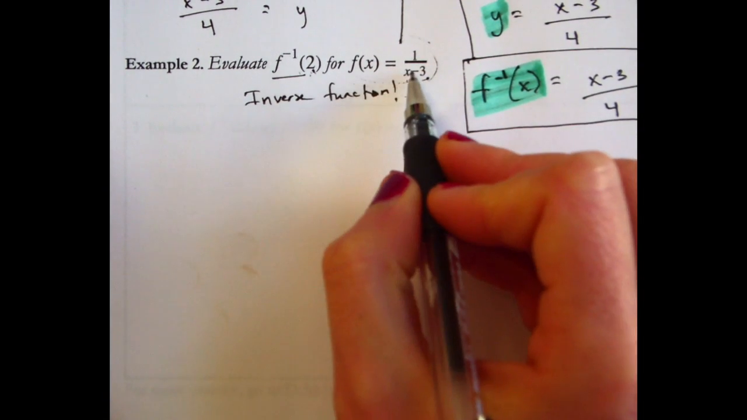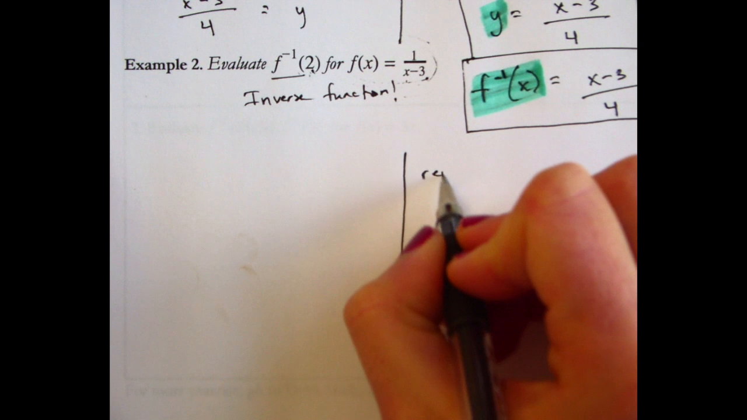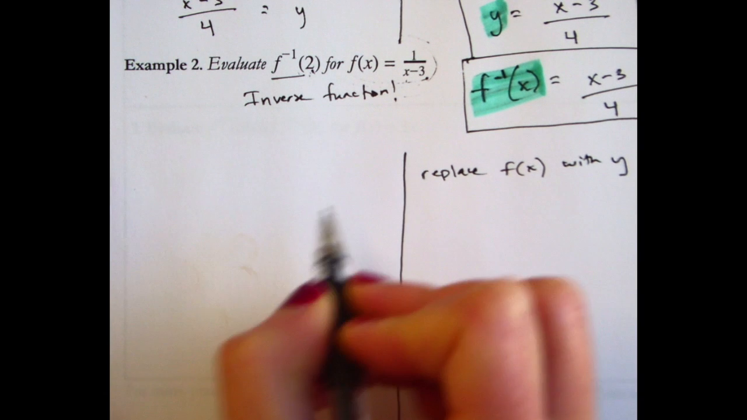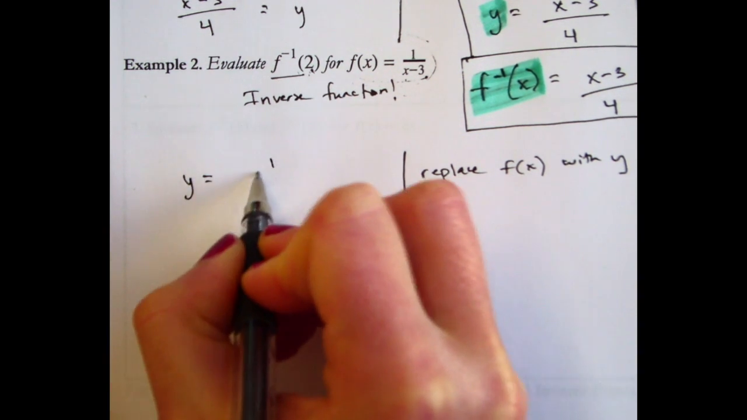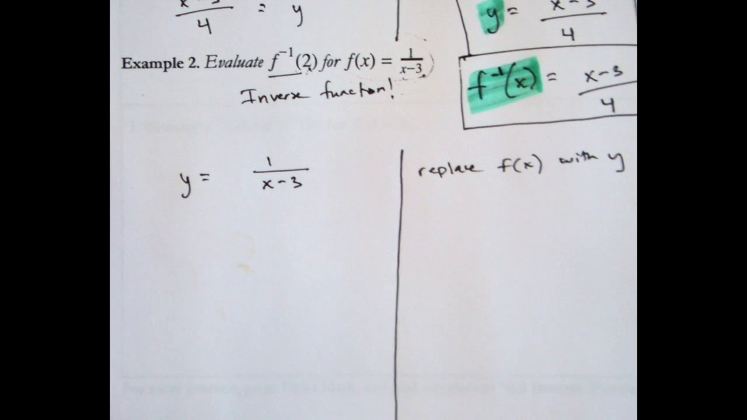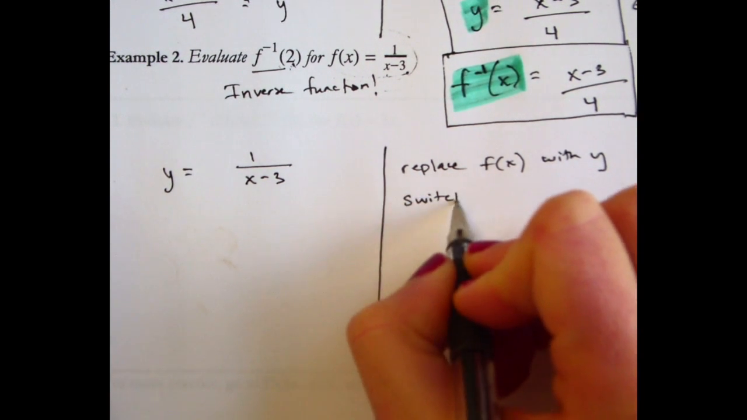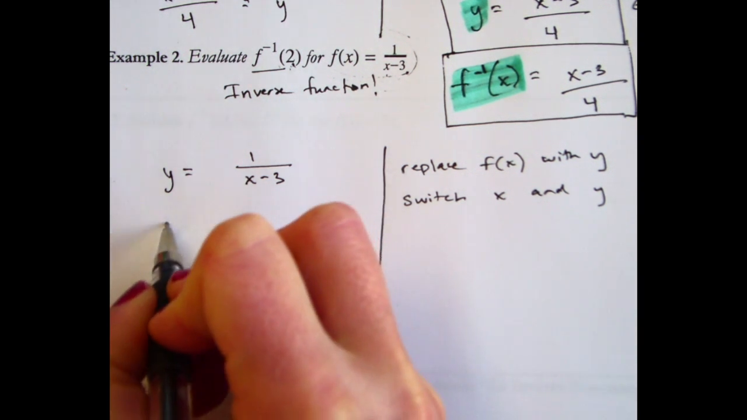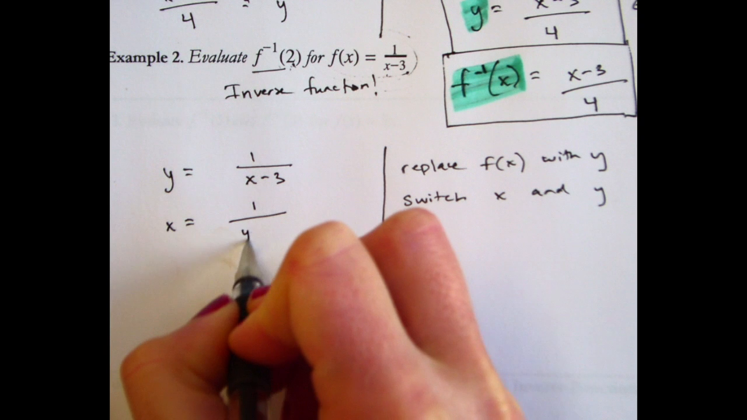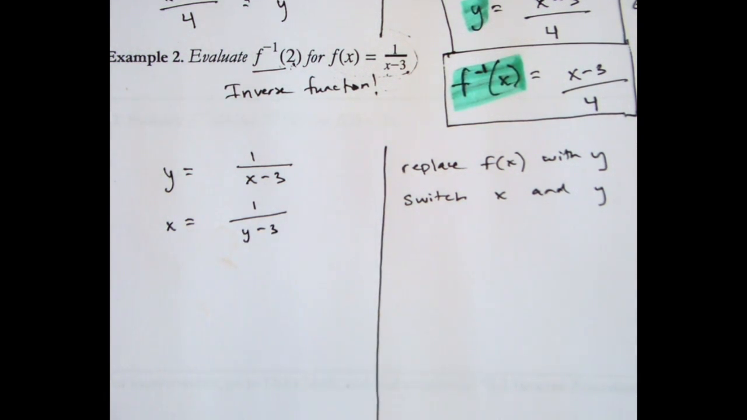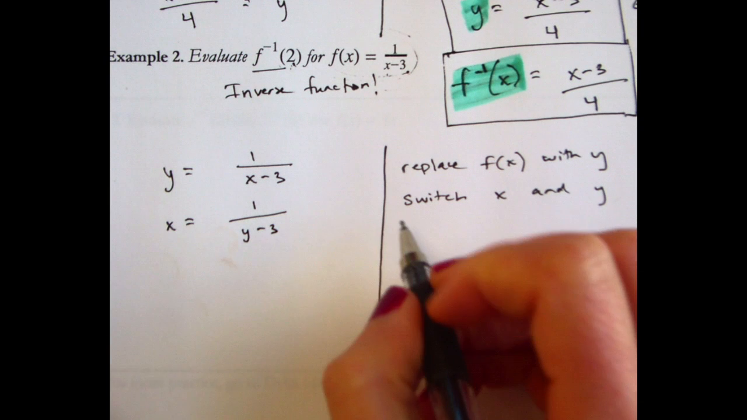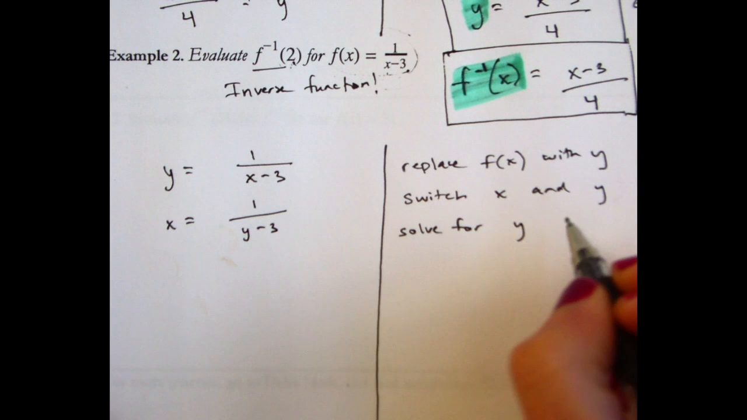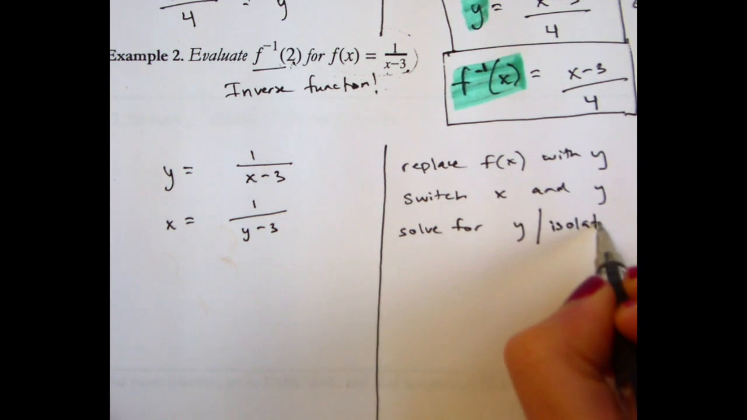Okay, so first step is going to be replace f of x with y. So I'm going to get y equals 1 over x minus 3. Switch x and y. x equals 1 over y minus 3. Solve for y. Another way to think of this could be isolate y. I use that word as well.